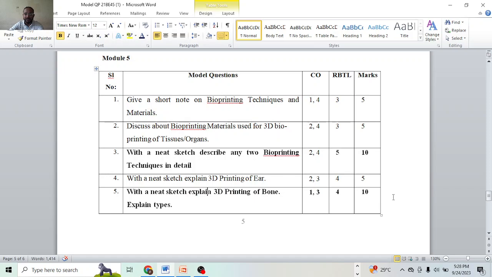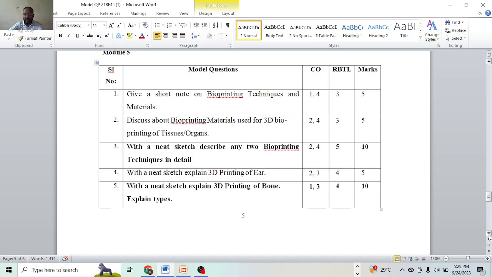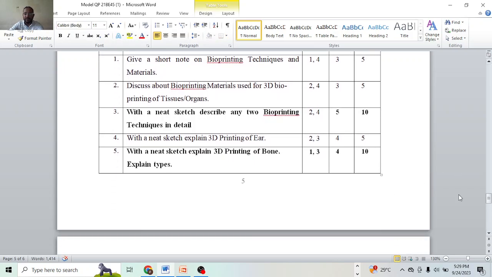Next, for 10 marks. If it is asked for 5 marks, what you have to do? You have to write all the 5 techniques and explain any one. Mention all 5 techniques, explain any one. Next, with the neat sketch, explain 3D printing of ear.